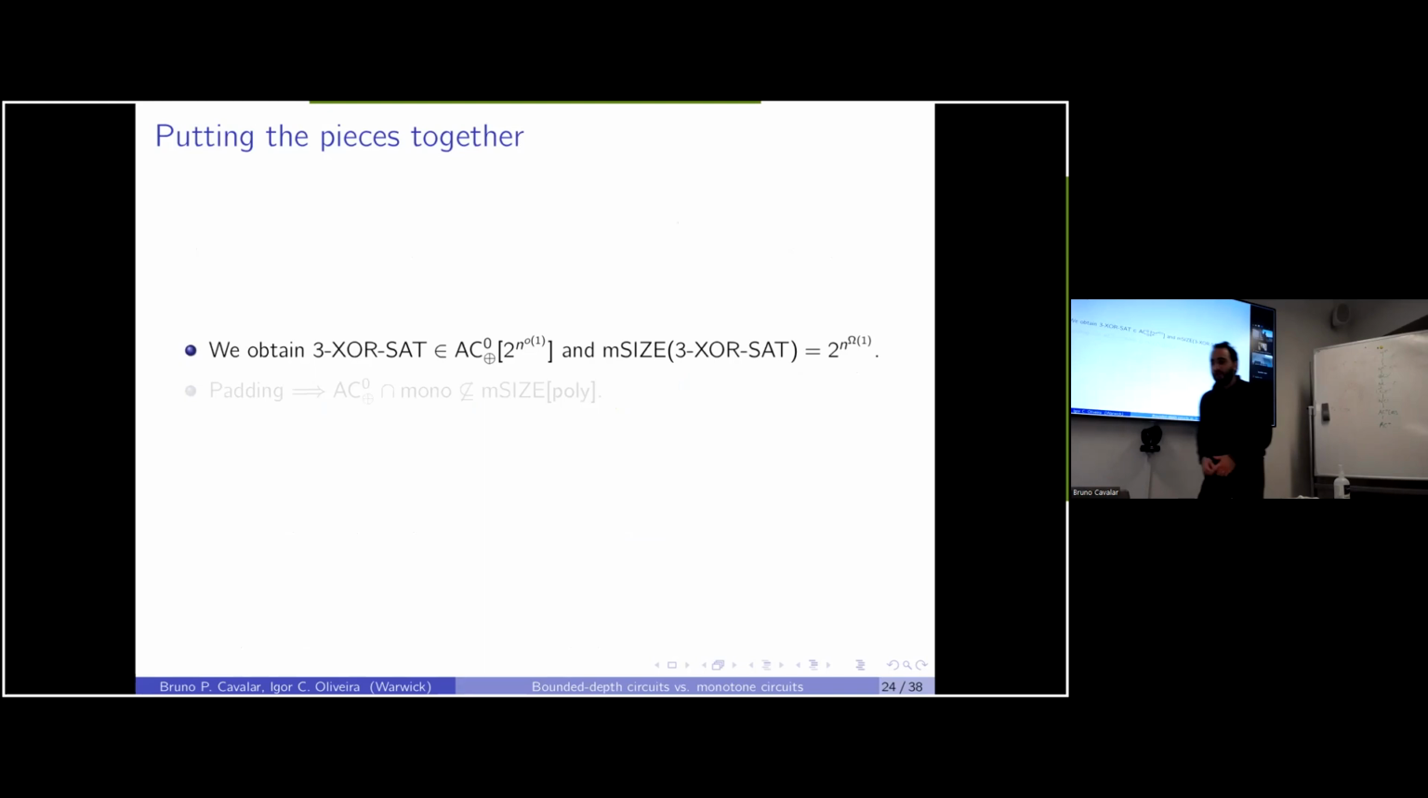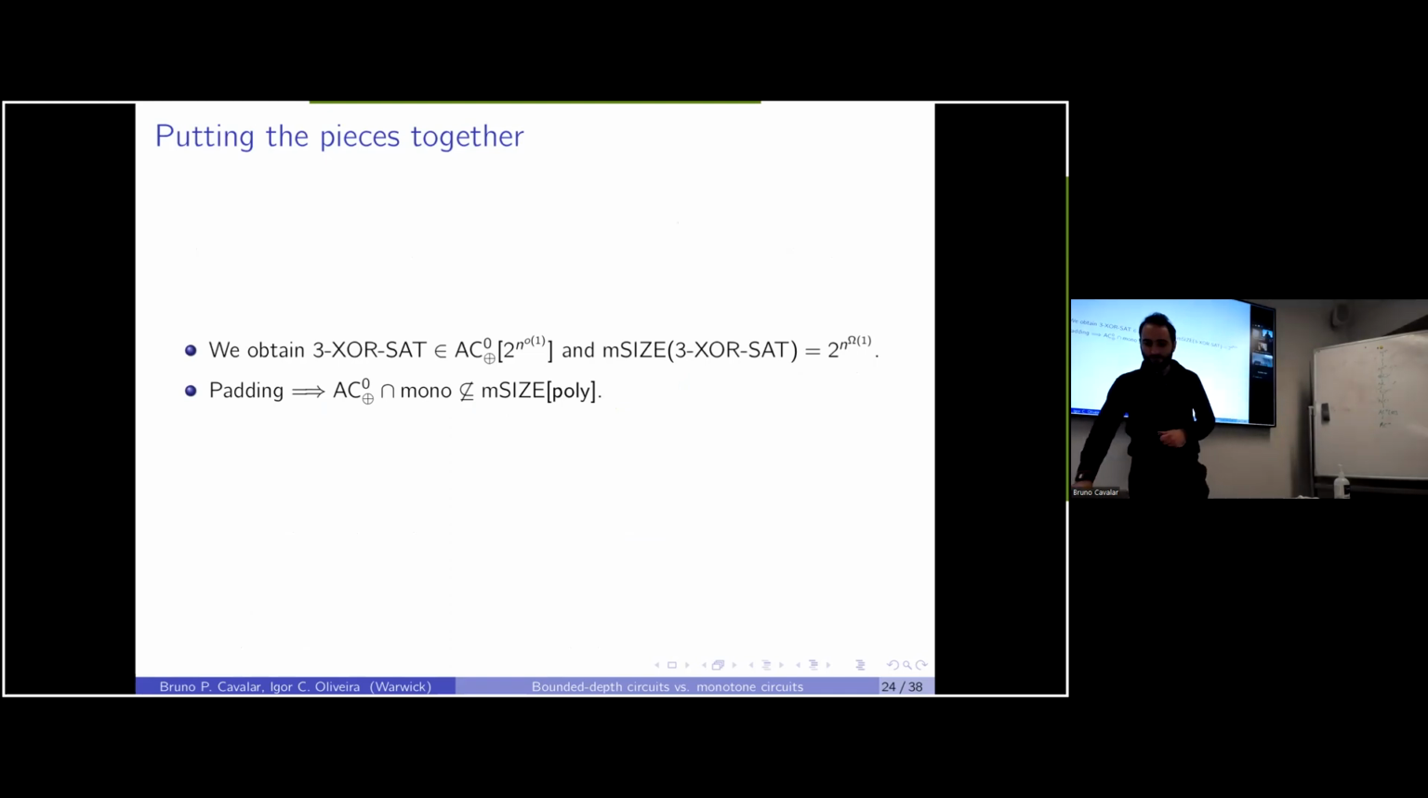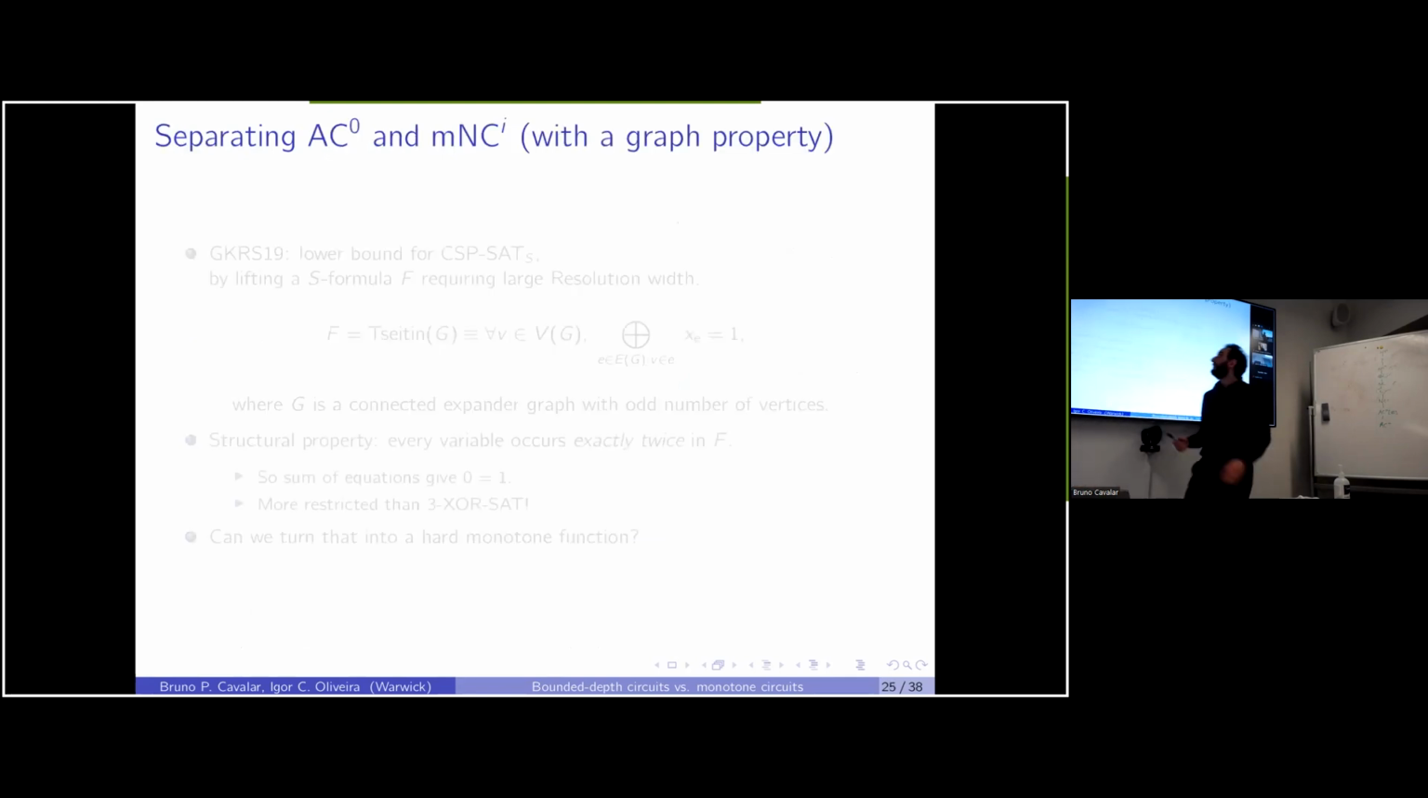Right. Now, so we obtain this regular set is in the sub-exponential zero parity, and obtain an exponential monotone circuit bound. And then you can do a padding, and a padding is going to finally give you the depth bound you care about. So let's talk about then the separation of monotone NC1 and AC0 with log depth.